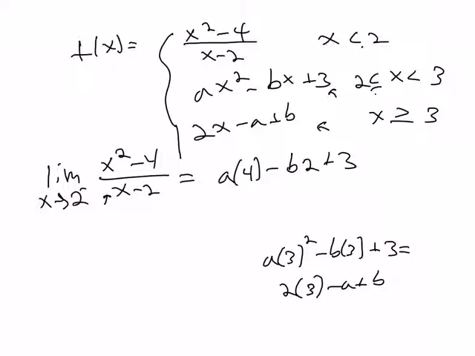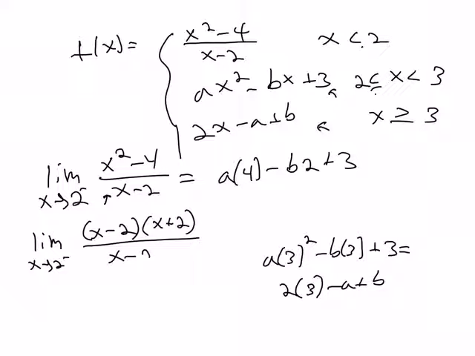What's the limit over here? So this is the same as the limit as x approaches 2 from the left of x minus 2 times x plus 2 over x minus 2, right? Because x minus 2 times x plus 2 is equal to x squared minus 4. Okay, so now these cancel. You plug in a 2 and this becomes 4, right? So we want this to equal 4.